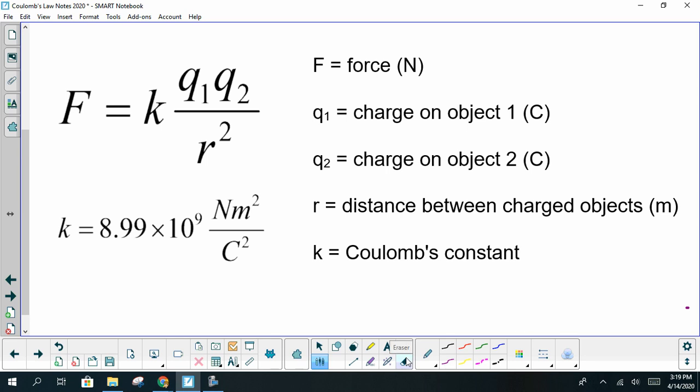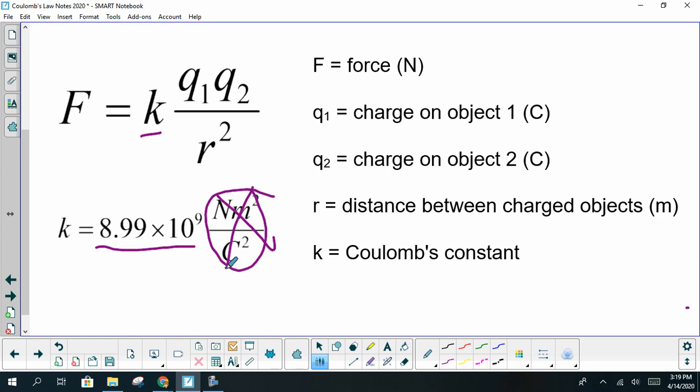Our F stands for force, which is measured in newtons. Then we have this K here. That K is simply a constant, and that constant value here is 8.99 times 10 to the 9th. Notice that's really, really big. This part right here is all a unit. You really can just ignore that. It just makes the unit of force come out as a newton.